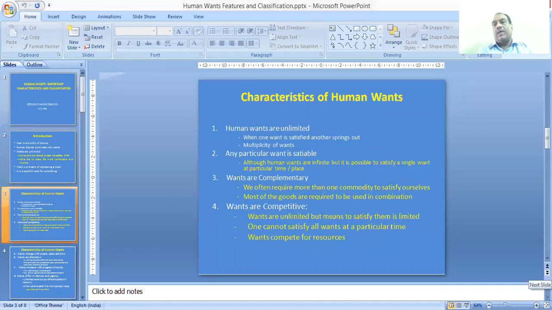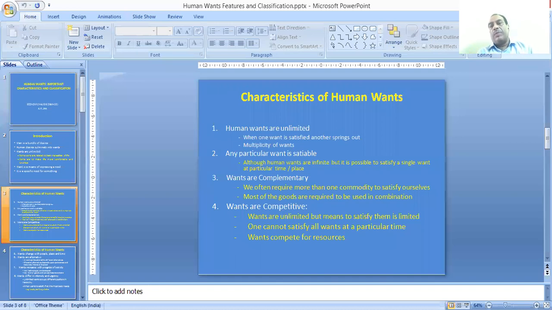Then wants have several distinguished characteristics. Human wants are unlimited. I have already told you that human wants are unlimited. Man is a bundle of desires and has numerous wants and needs. And when one want is satisfied, another springs out. You feel hungry, you take food, and then at that moment of time, your need for eating food is satiated. Your hunger has gone. But then you need a cup of coffee. So another one springs out. So when one want is satisfied, another one springs out.